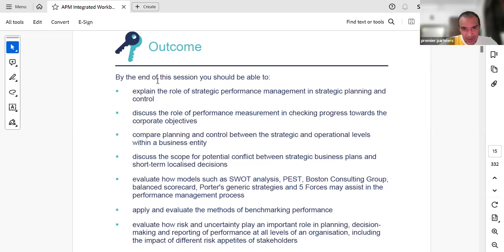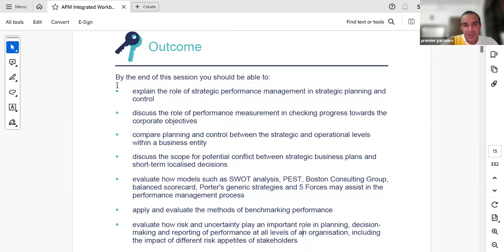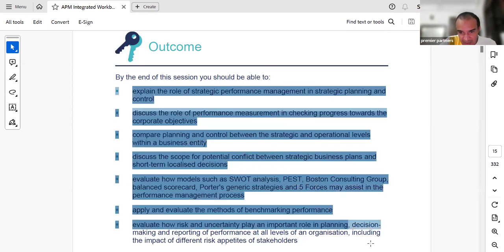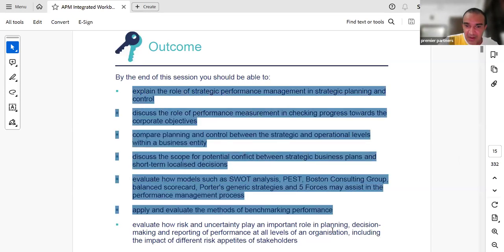Okay, I'll make it very simple for you. Now here, there are 7 bullet points. Actually, there's more here, but I'll just show you these 7. For example, this says by the end of the session, you should be able to explain the role of strategic performance management in strategic planning and control. Now, these are the questions that can come in your exam. If you can answer these, then you can answer any questions from this chapter. You understand, right? So be ready to answer this.